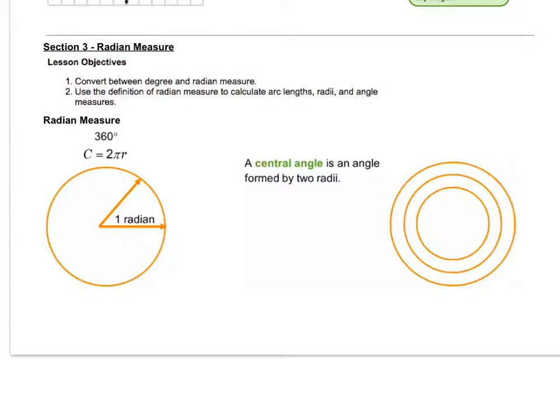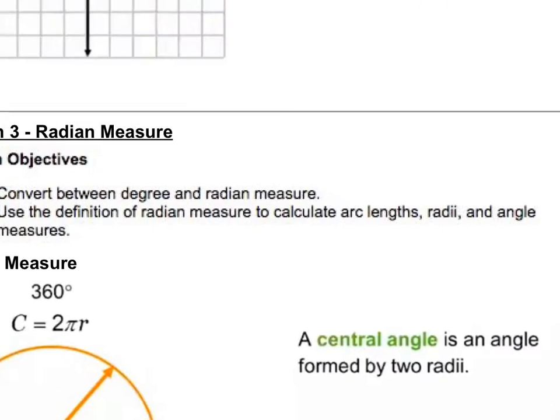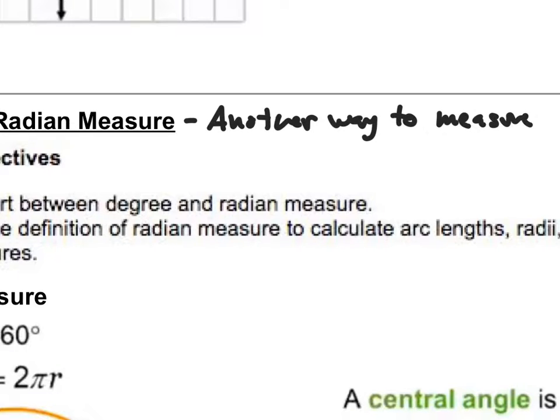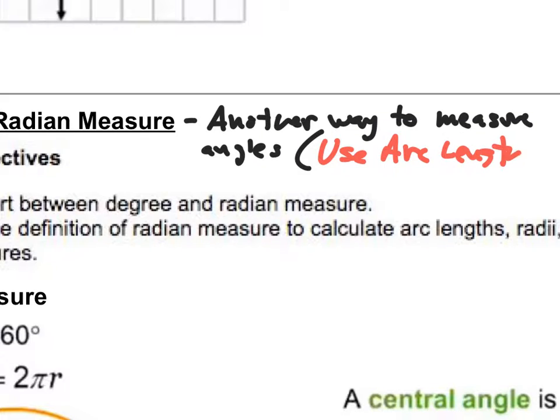Hello and welcome to a new section in pre-calc. This is section 3, and it is about radian measure. Radian measure is another way for us to measure angles. That's kind of the basics of it. We're going to use the concept of an arc length to do that.